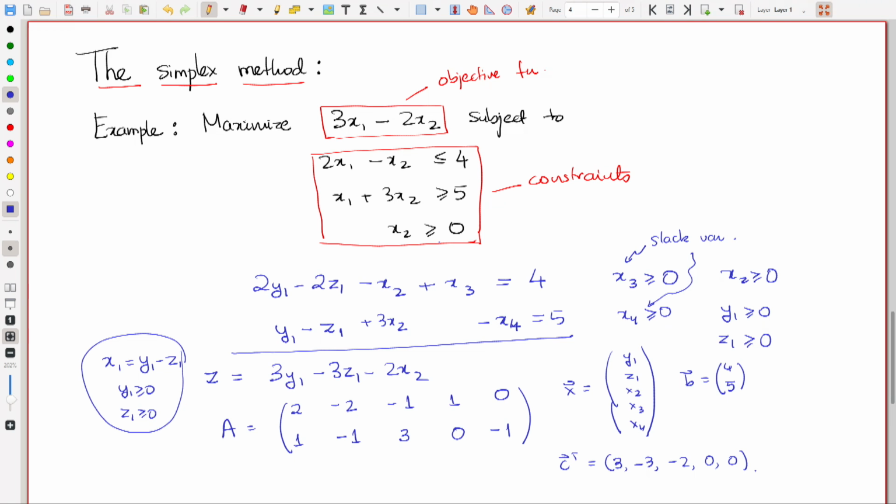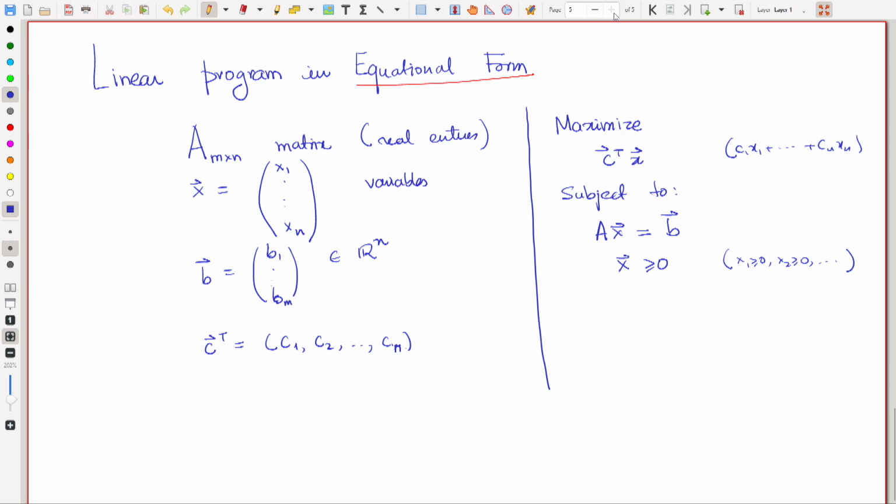It then feeds into a very standardized algorithm which works very fast. So that is the idea. This is the equational form that we will start with. So let us do one problem by hand and then we will analyze how it works. We will use the simplex method.